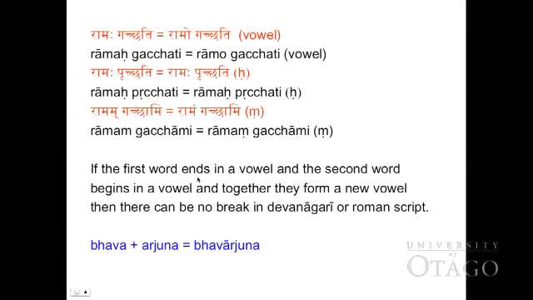If the first word ends in a vowel and the second word begins in a vowel, and together they form a new vowel, then there can be no break in Devanagari or Roman script, such as Bhava Arjuna combined to one word, Bhavarjuna.